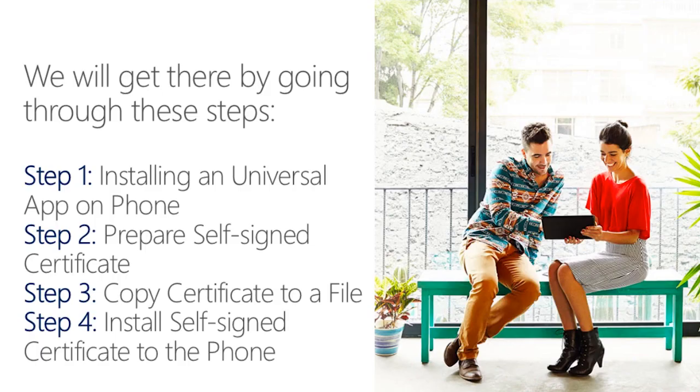To enable this scenario, I will go through these steps. First, I will show you how to download and install the NAV Universal app on your phone. Then, you will see how to prepare a self-signed certificate. After that, I will show you how to copy the self-signed certificate to a file. And in the end, I will show you how to install the self-signed certificate on the phone.